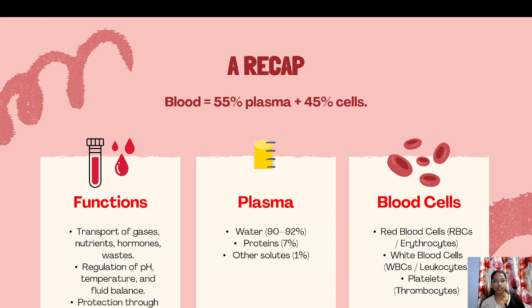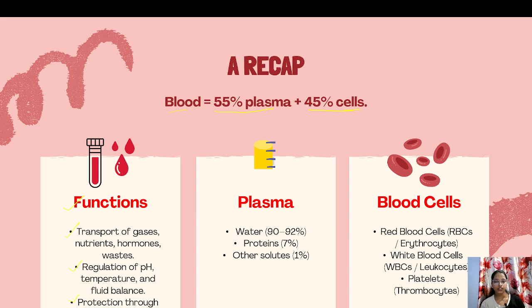Now let's have a recap of all these slides. So we have seen that blood is composed of 55% plasma and 45% formed elements, that means different cells, correct? So the function of blood is to transport gases, nutrients, hormones, and waste products, to regulate the pH, then temperature and body fluid balance, then protection through immunity and clotting mechanism.